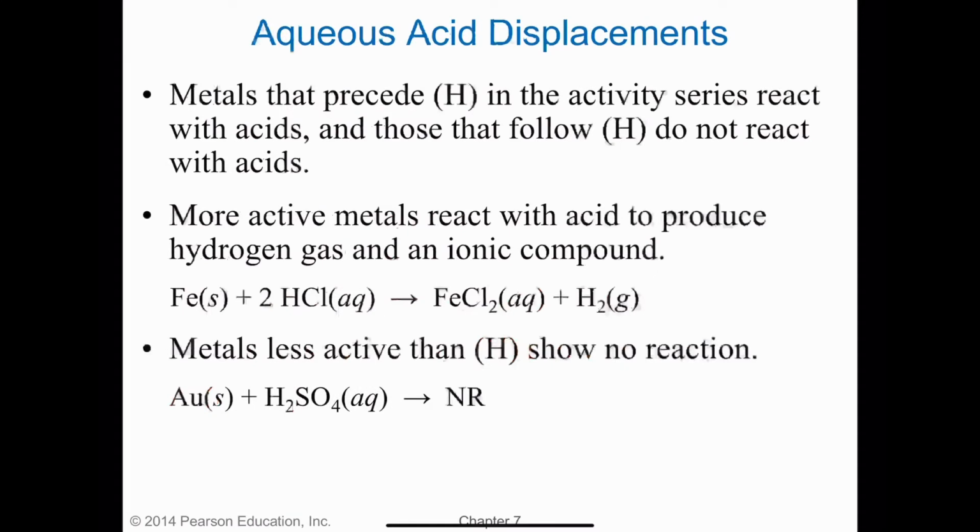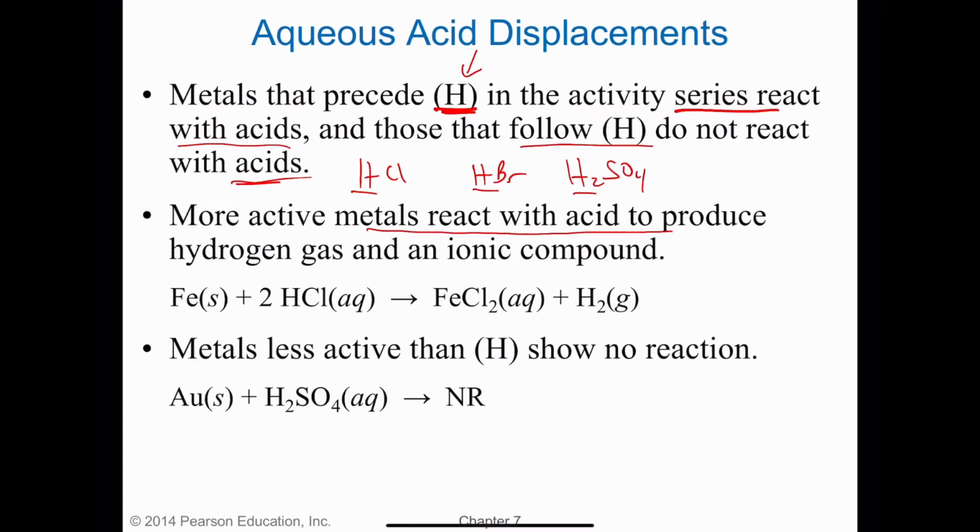Now, one important thing about hydrogen, metals that appear before the hydrogen in the list will react with acids, and those that follow hydrogen will not react with acids. So the special thing about acids is most acids like hydrochloric acid, hydrobromic acid, or sulfuric acid, notice that all of these have hydrogen in it. So that's why we're pointing specifically to hydrogen to figure out if a metal will or will not react with an acid. More active metals react with acid to produce hydrogen gas and ionic compounds.